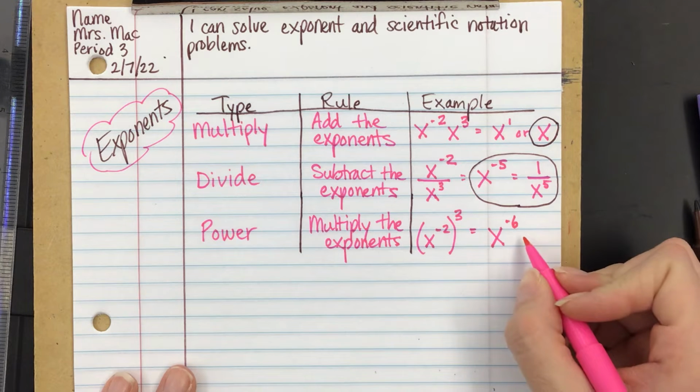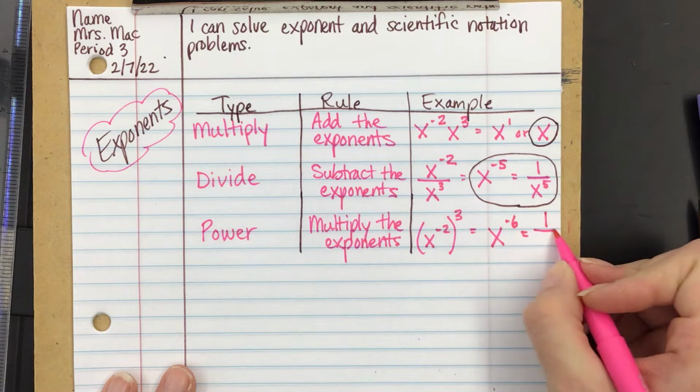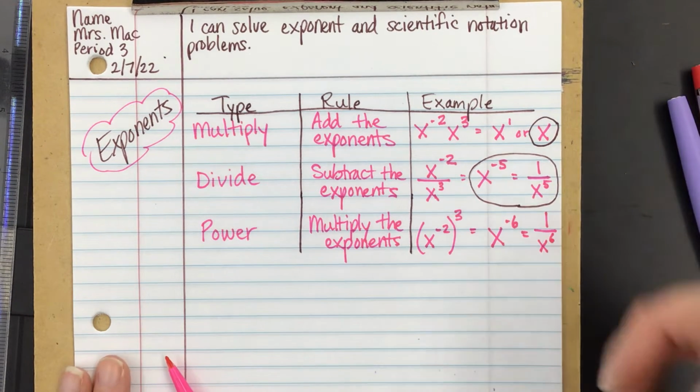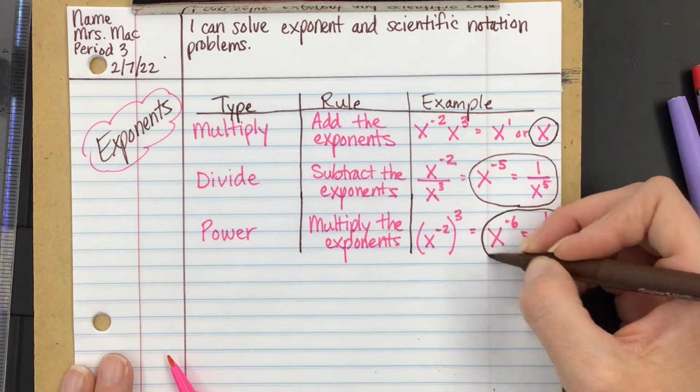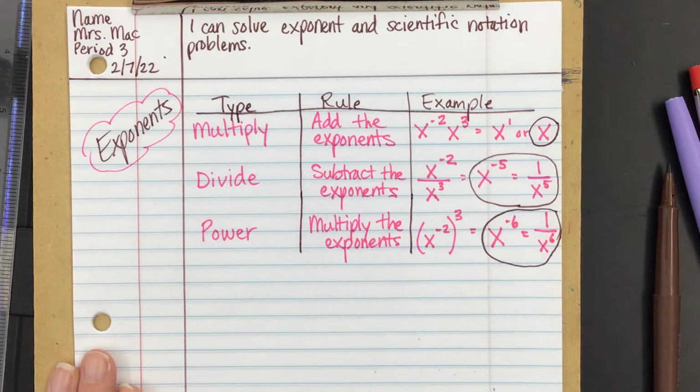You can leave it like this, but you should also know that that negative exponent means that it actually looks like this. That negative exponent tells you that it's supposed to be on the other side of the fraction bar.